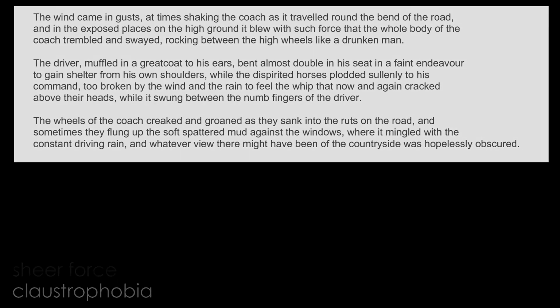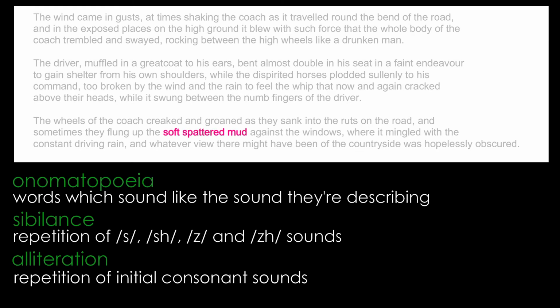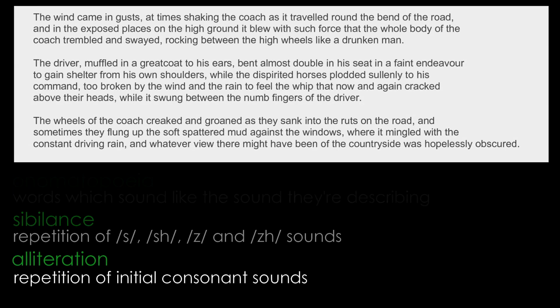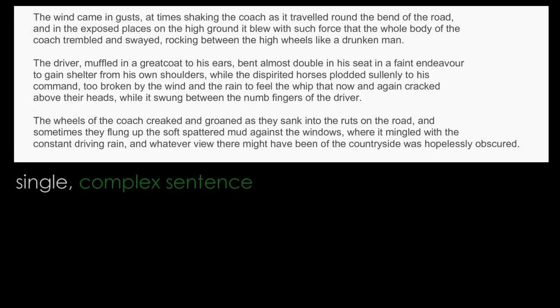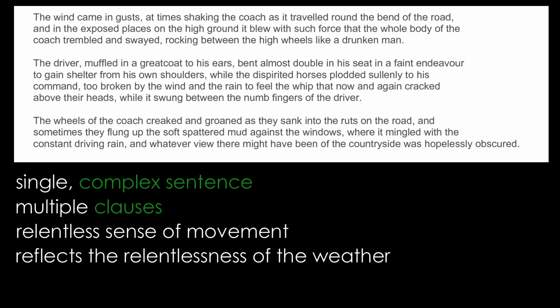The writer also uses onomatopoeic sibilant alliteration in the phrase "soft spattered mud", the hissing s sound added to the plosive p sound present in "spattered", to evoke the sound of the mud as it hits the glass of the coach window. In the case of this extract, there is something worthwhile mentioning about the sentence forms which du Maurier chooses to employ. Her use of a single complex sentence with multiple clauses for each paragraph evokes a relentless sense of movement, carrying the reader, who is barely able to pause for breath, along with it in much the same way as the weather is relentless and the journey seems never-ending.